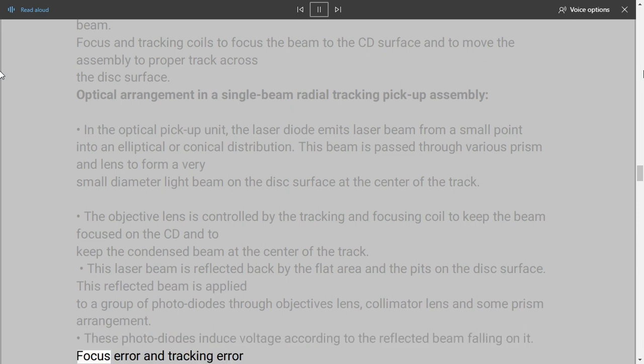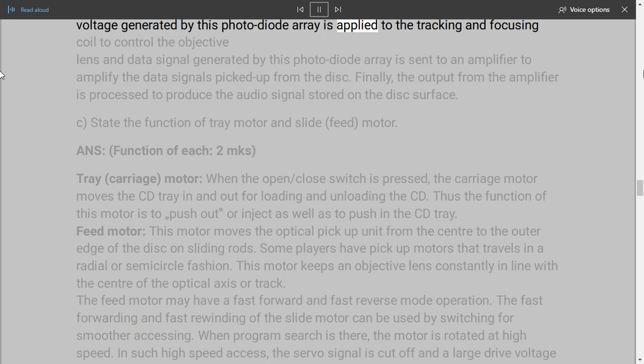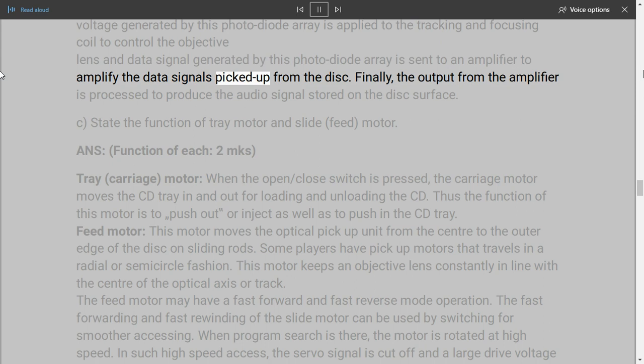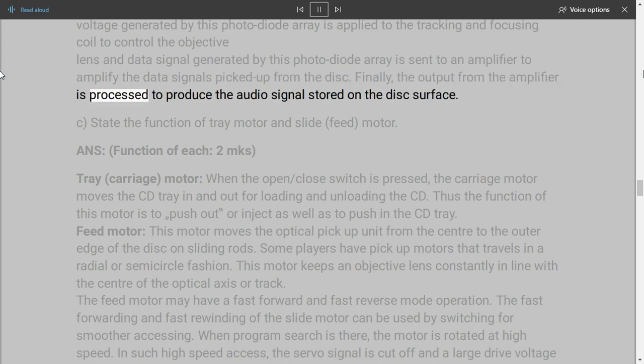Focus error and tracking error voltage generated by this photodiode array is applied to the tracking and focusing coil to control the objective lens, and the data signal generated by this photodiode array is sent to an amplifier to amplify the data signals picked up from the disc. Finally, the output from the amplifier is processed to produce the audio signal stored on the disc surface.